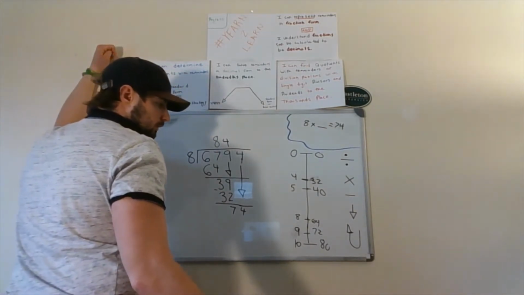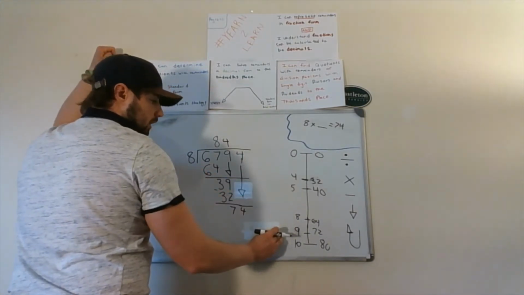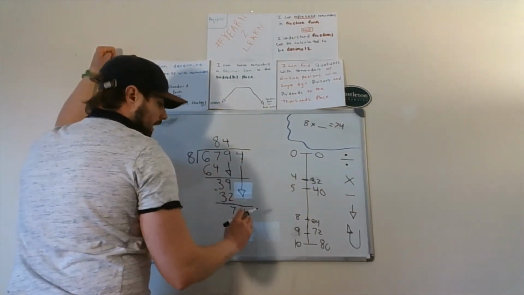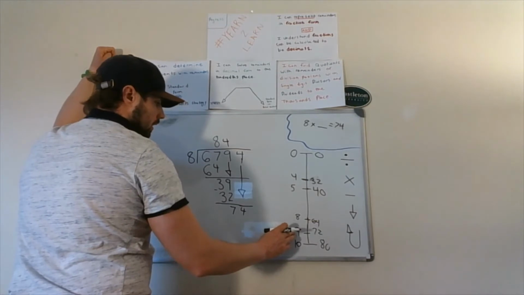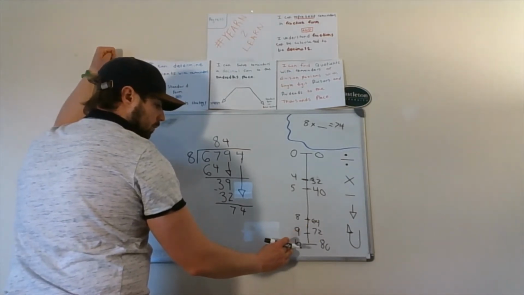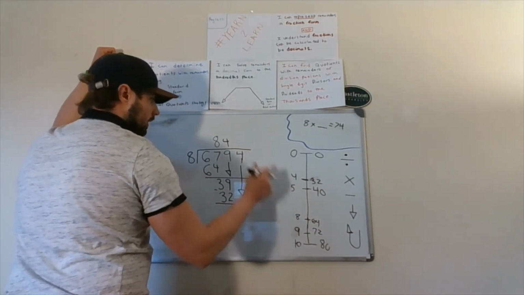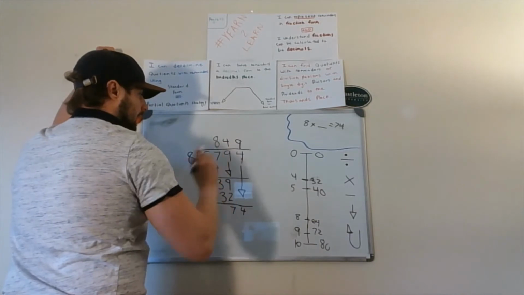Well, I know I've already done that great legwork on my tape measure. I know that 8 can go into 72 nine equal times. I know that one more group of 8 is going to give me way too much. That's going to be 80. So, it can go in 9 times.